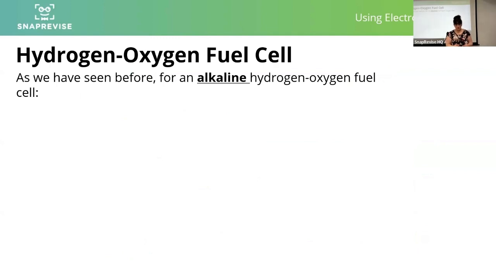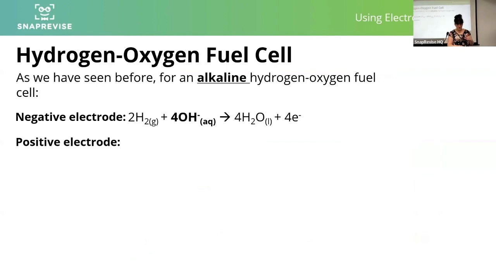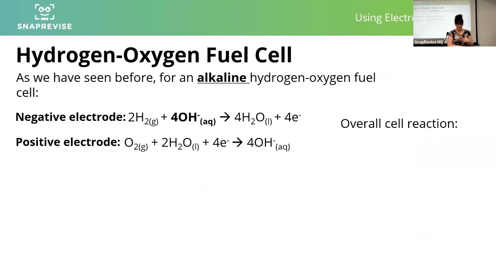So as we've seen before, for an alkaline hydrogen oxygen fuel cell, at the negative electrode, that happens, at the positive electrode, that happens, and the overall cell reaction is the one that we've looked at before, 2H2 gaseous plus O2 gaseous goes to make 2 waters, liquid.